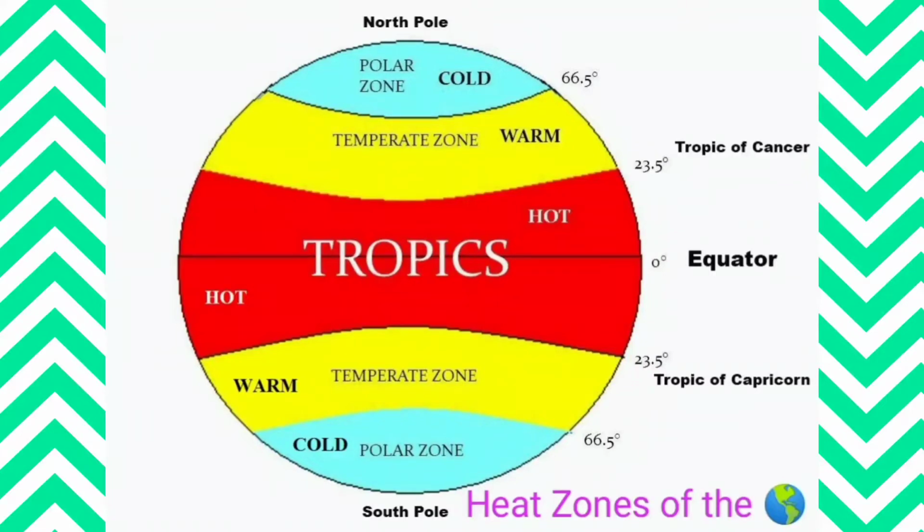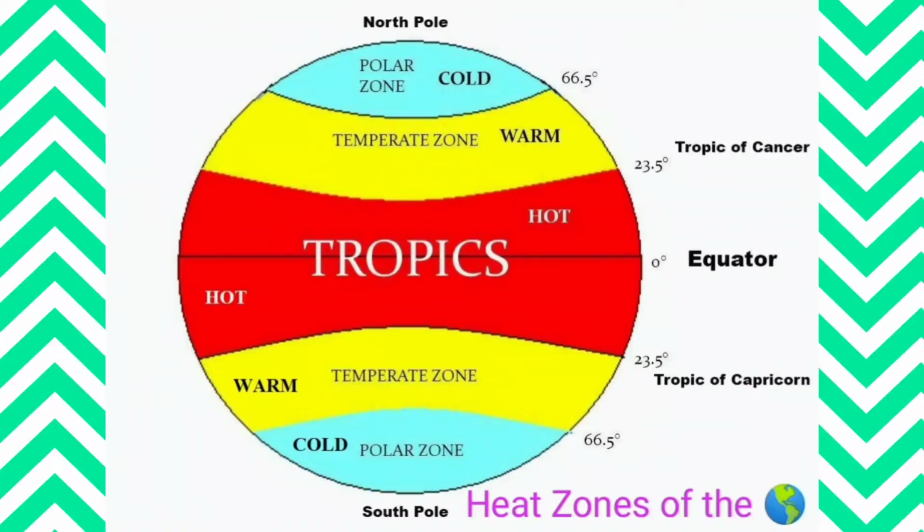This zone is the hottest zone of the Earth as it receives relatively direct rays of the sun throughout the year. It is also known as the tropical zone. About half of India lies in this zone. Next is the temperate zones.